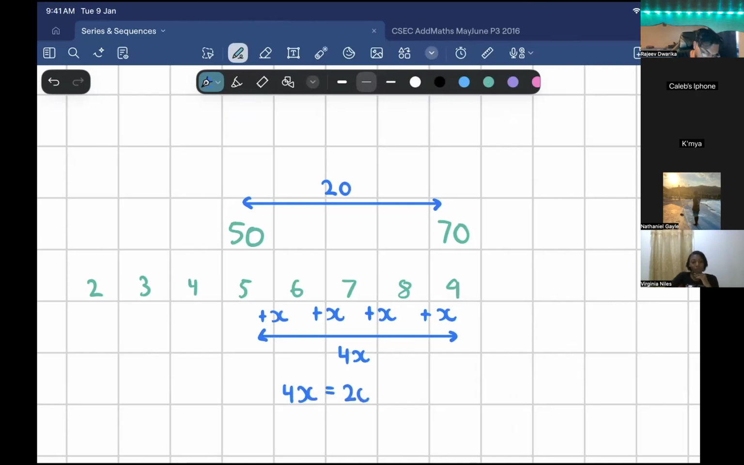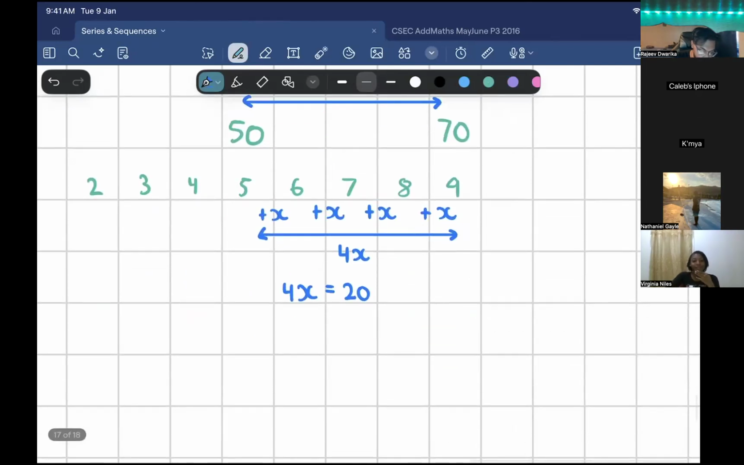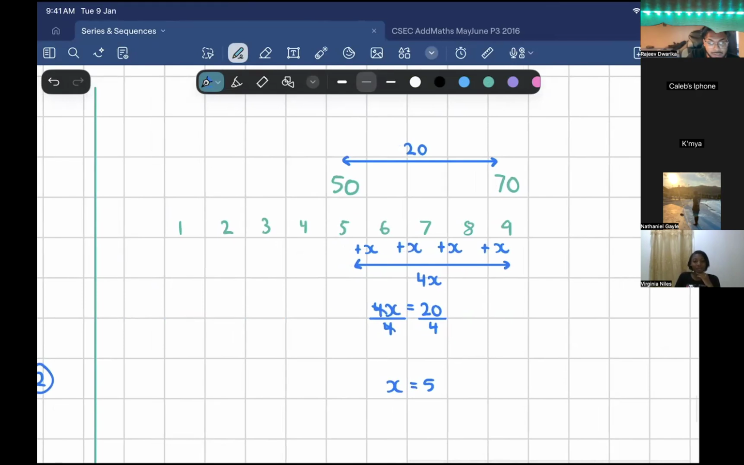20. So how would I find x? 20 divided by 4, and that is it. You find x without using any complicated formula. Everybody okay with that? Yes, sir.